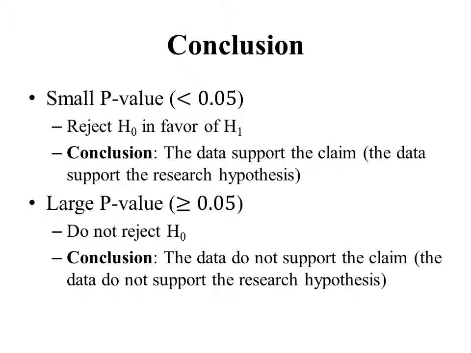If we have a large p-value, meaning bigger than 0.05, we do not reject the null hypothesis and conclude that the data do not support the claim, or stated another way, that the data do not support the research hypothesis. So this is the basic way that we're going to state our conclusion in all of our different hypothesis tests. If we have a small p-value, then we say that the data support the claim. If we have a large p-value, then we're going to conclude that the data do not support the claim.